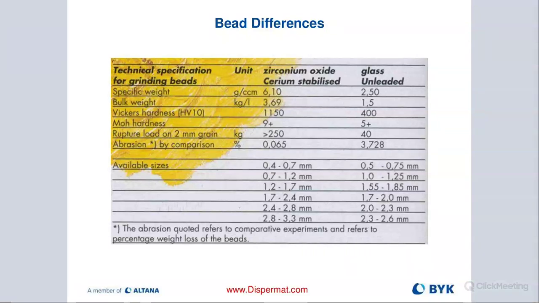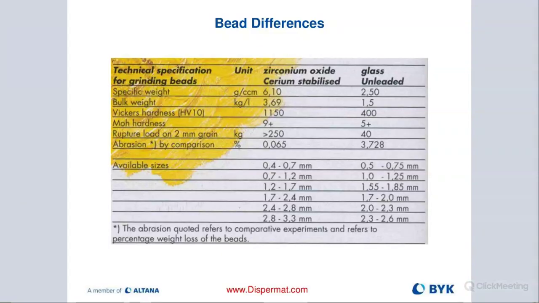And as you can see, if we're using glass beads, for example, you're dealing with a relatively lightweight bead, with a specific weight compared to 2.5 to 6.1 on the zirconium oxide bead, right? So the zirconium bead is obviously much heavier, so that would give you more kinetic energy, which translates into better milling performance, because we really want to get as much energy introduced into our grinding process as possible.